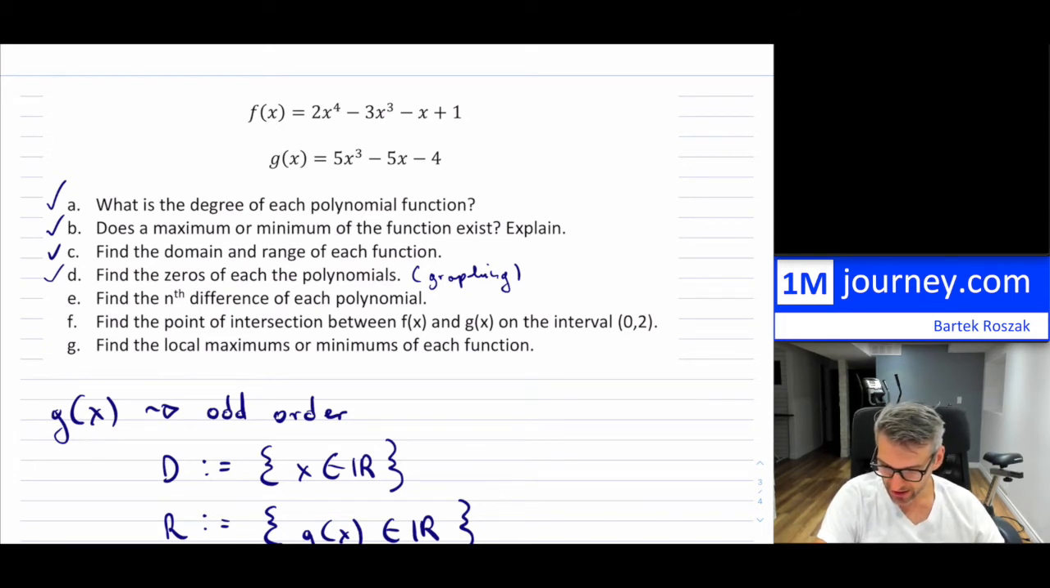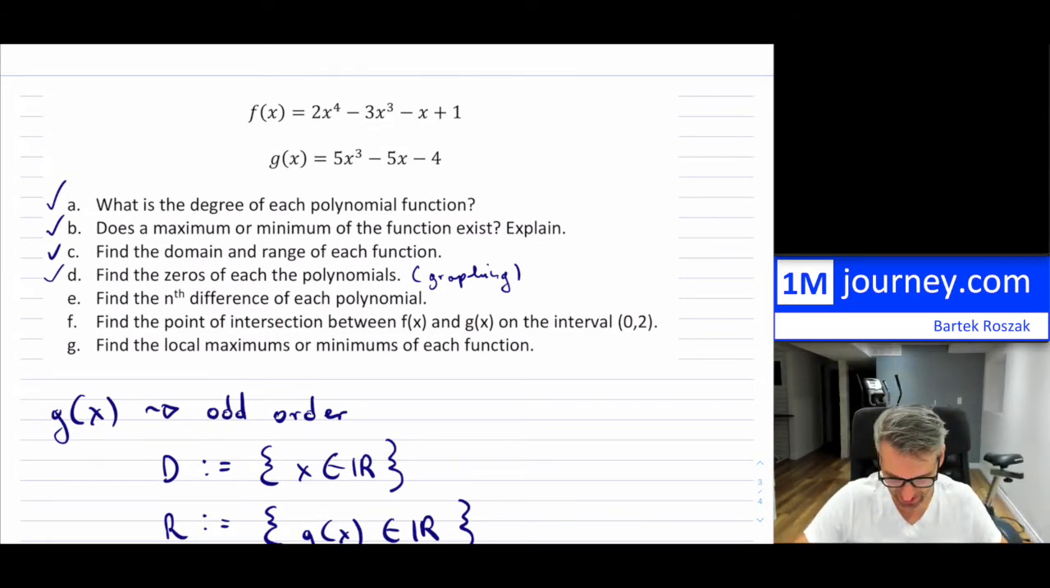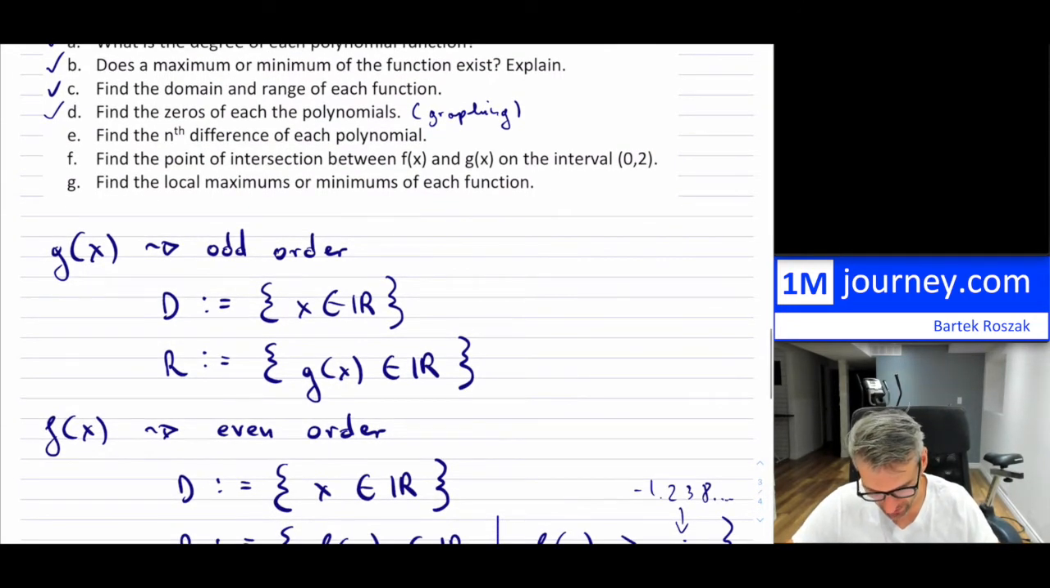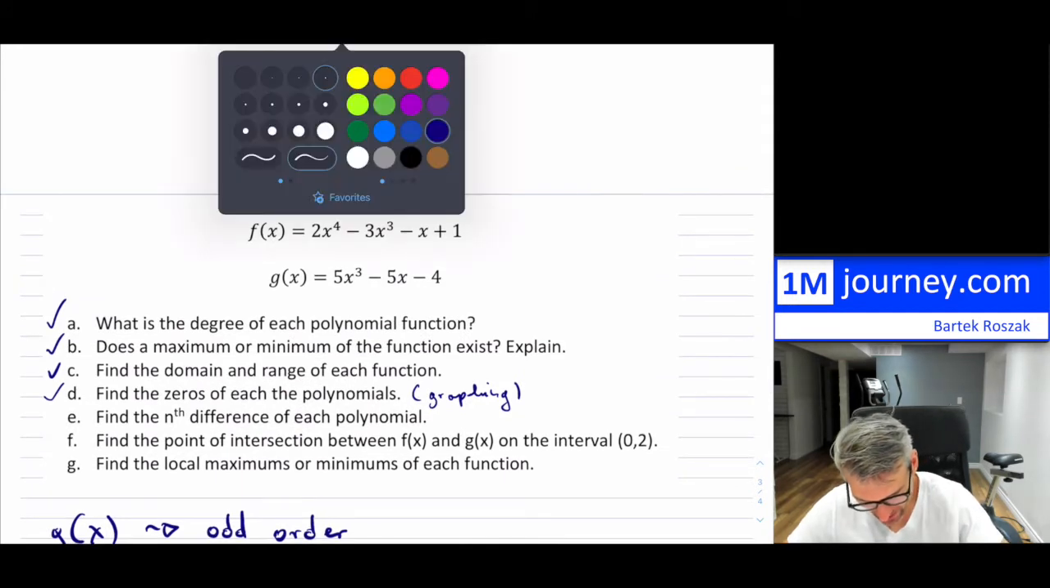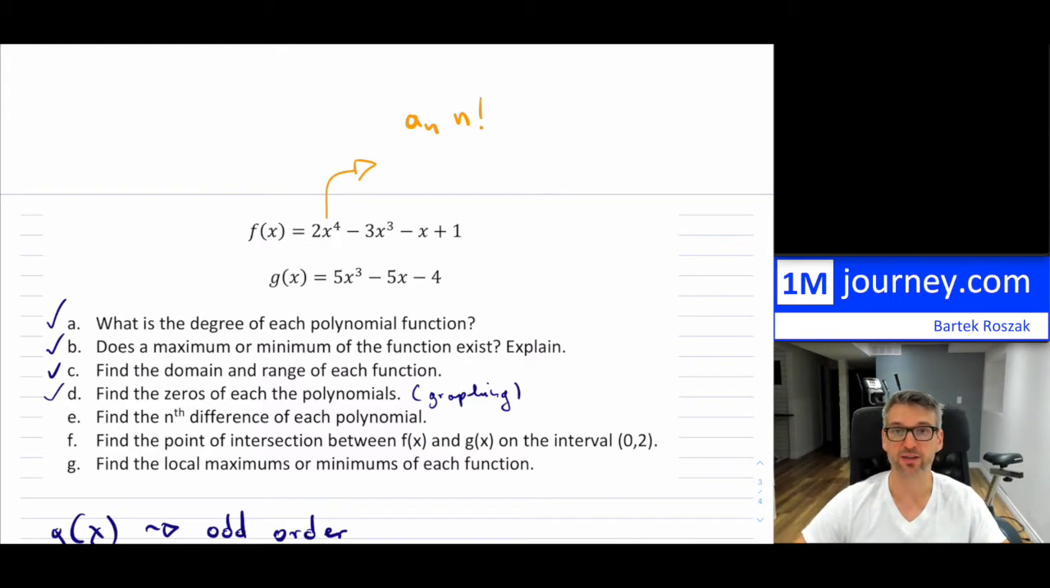Part E, find the nth difference of each polynomial. Okay, so we can certainly do that. And please don't use a table of values in terms of finding the nth difference. You should remember. So for instance, the nth difference is always a of n multiplied by n factorial, right? That's the formula that we had. And you can check the videos within grade 11 that I posted on all of these polynomials, you'll see that on the nth difference.